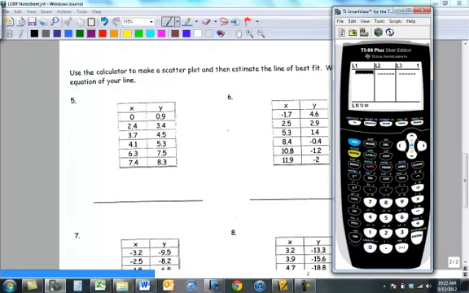Anyways, for everybody else, I want you to input this data. The way you put it in is list 1 is going to be our x values. List 2 is going to be our y values. So x is 0. And then just to get to the next entry, press Enter. Put in all of your x values. 2.4, so on and so forth. And then in list 2, of course, you're going to put in your y values.